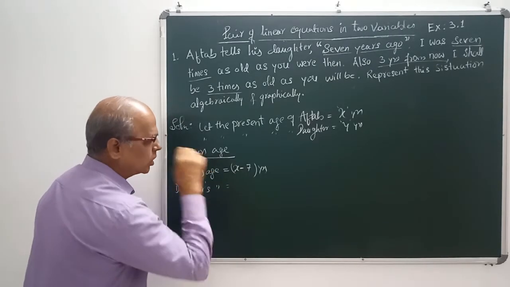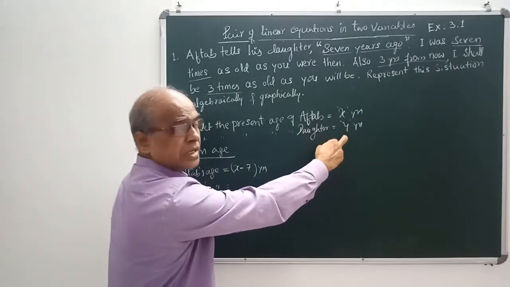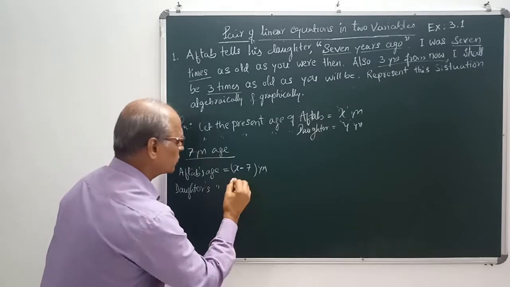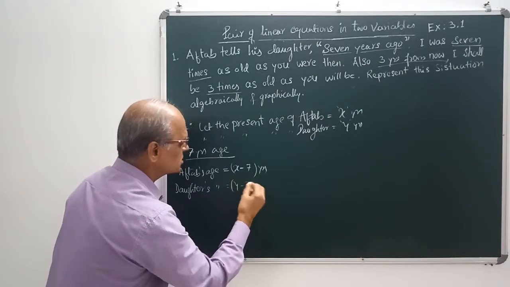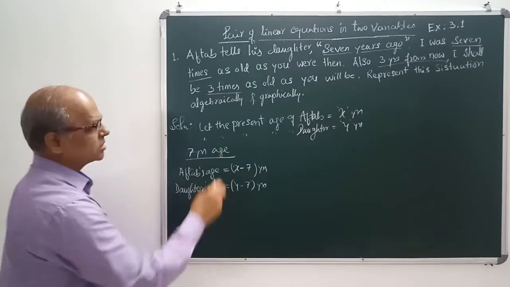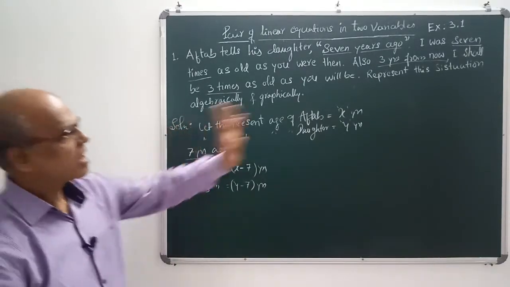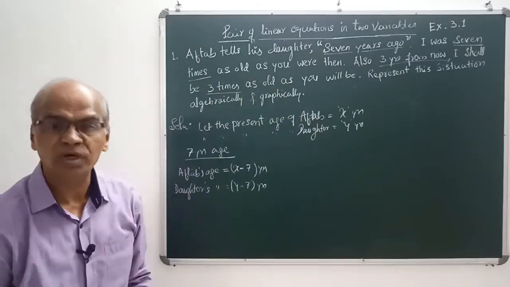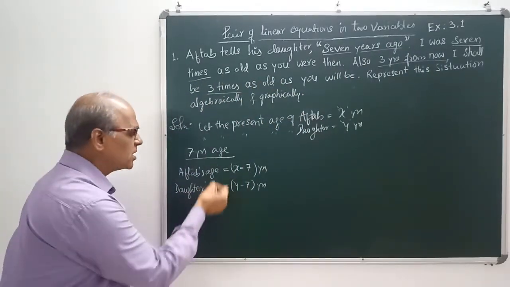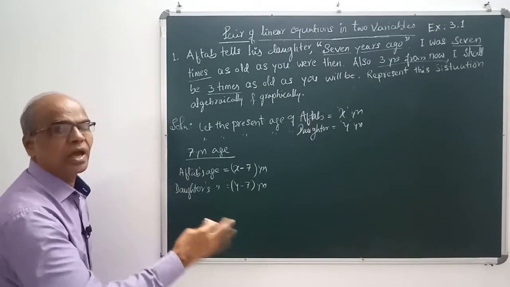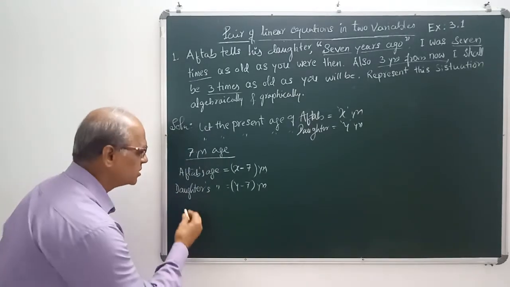Age is equal to... present age of the daughter is y. 7 years back means again minus, that means y minus 7 years. Right. Now what does the question say here? "I was 7 times as old as you were then." That means these two, 7 years back ages of Aftab and daughter, have to be compared or equated in this form.